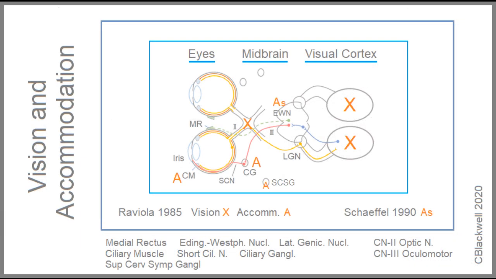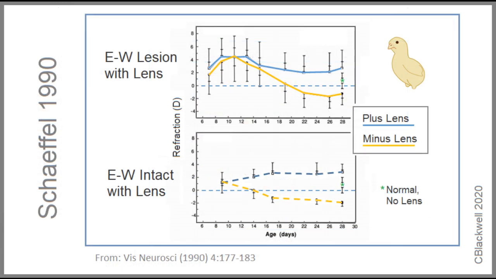Other authors have experimented in the accommodation pathway. We will mention one. Working in chicks, Scheffel lesioned another part of the pathway, the Edinger-Westphal nucleus. Then they put on both plus and minus lenses, and the expected hyperopic or myopic development still occurred.